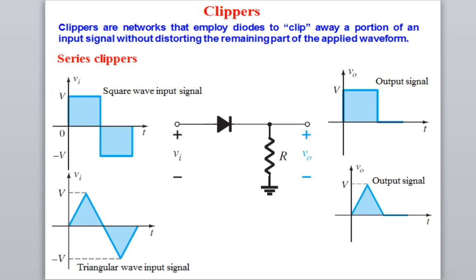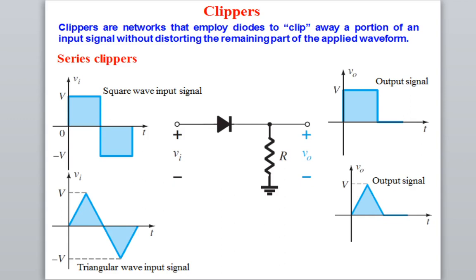There are two types of clipper. The first is known as the series clipper, and the other is known as the parallel clipper. In a series clipper, the diode is applied in series with the applied input signal, and the output is measured across the load resistance. I have shown here the circuit diagram of a series clipper, and this is the best example of it. The parallel clipper I will explain later.